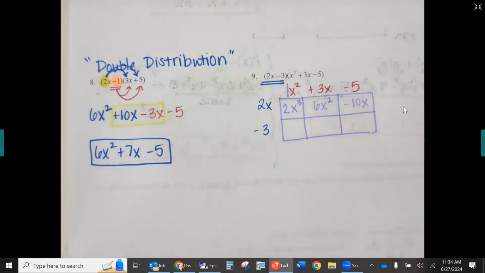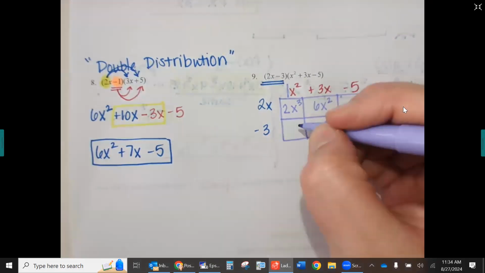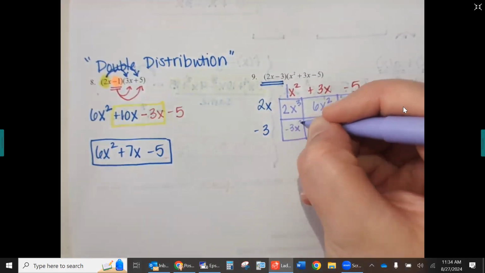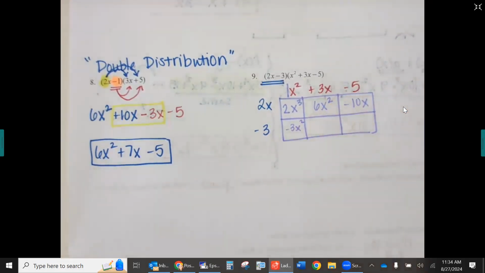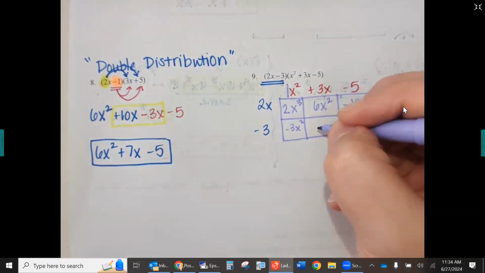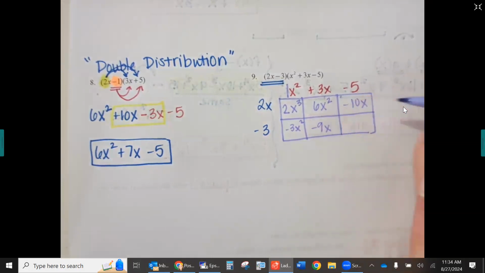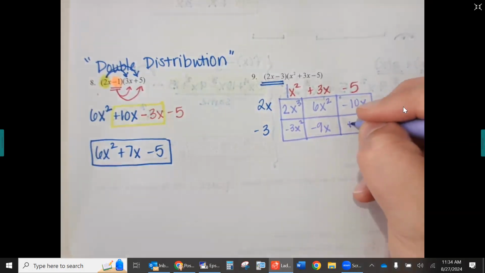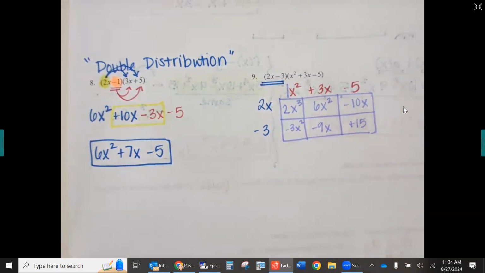Okay, and then I can go to my bottom row. Now I'm timesing in a -3, but I'll do it by each one. -3 times x squared becomes a -3x squared. -3 times 3x gives me what here? Negative 9x. And then last one, be careful, if you times 2 negatives, what do you get here? 15. Plus 15.